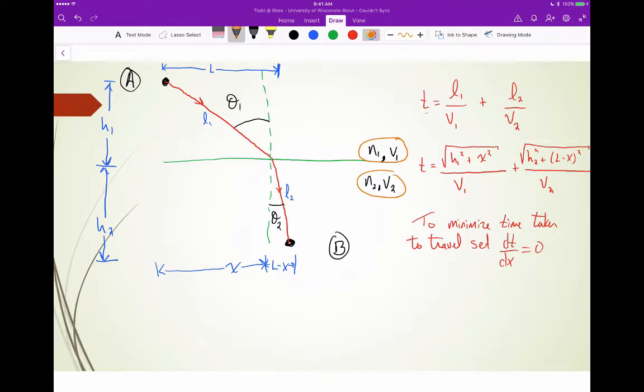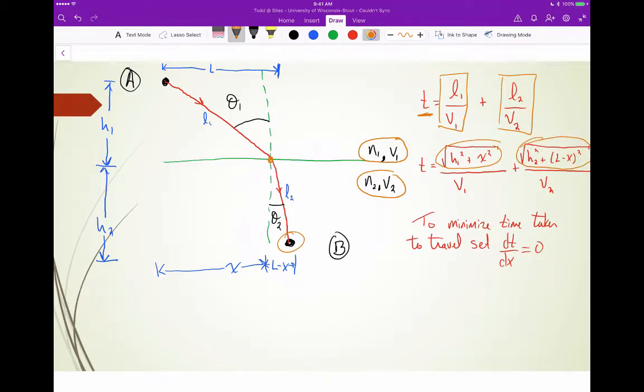So this first term in my equation for time is how long it takes to go from point A to the interface. This second term then is how long it takes to go from the interface down to point B. And so then, making use of the Pythagorean theorem, I can rewrite L1 here, and then this is L2.